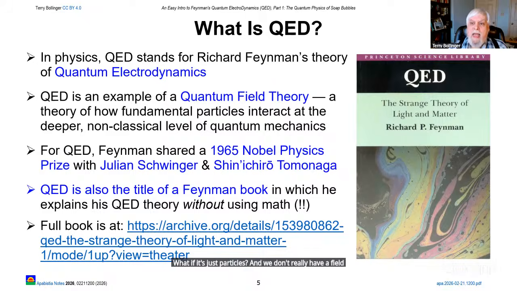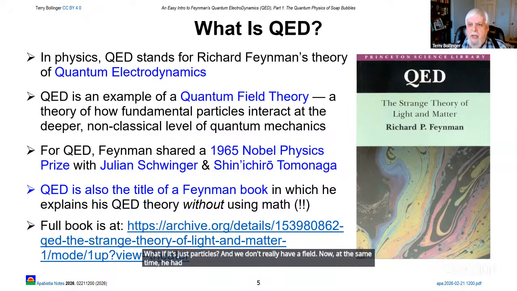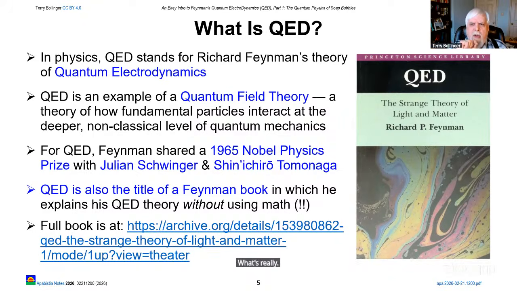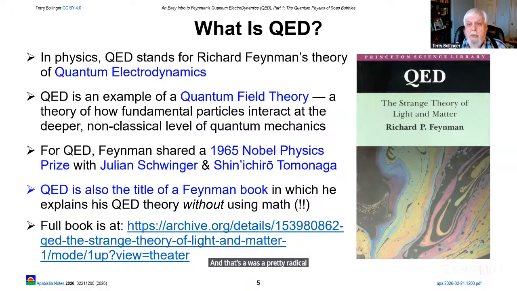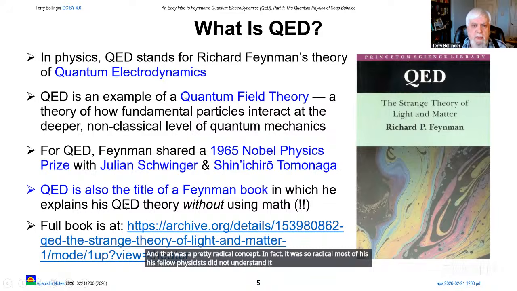Now, at the same time, he had no problem embracing field theory. He had no problem working with fields. He used them in the math. He was extremely pragmatic about that. But when he was trying to poke at something and say, what's really going on at the deepest level, then he would back off. He would say, let's see if we can make it even simpler. Let's just dispense with the fields and have just the particles. And that was a pretty radical concept. In fact, it was so radical, most of his fellow physicists did not understand it at all at the time.